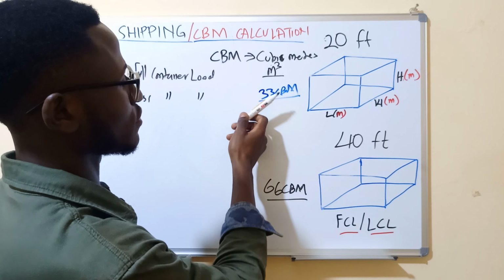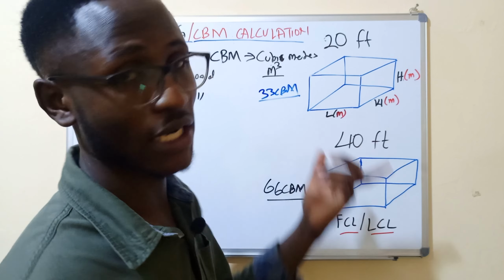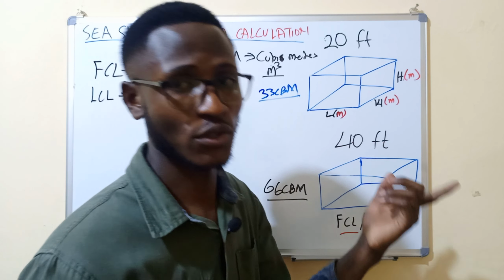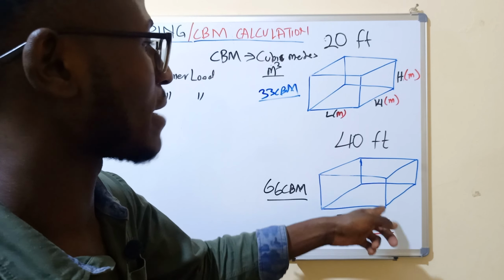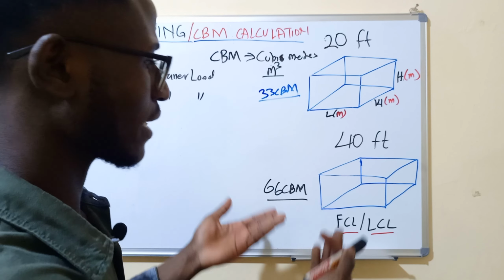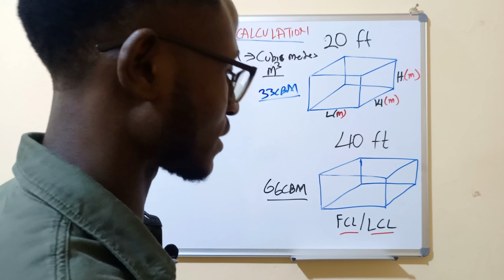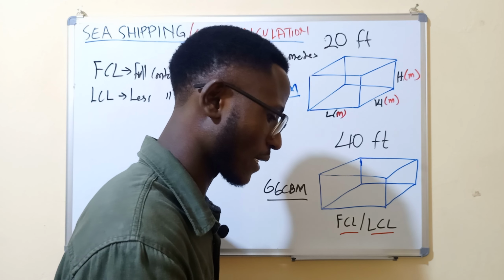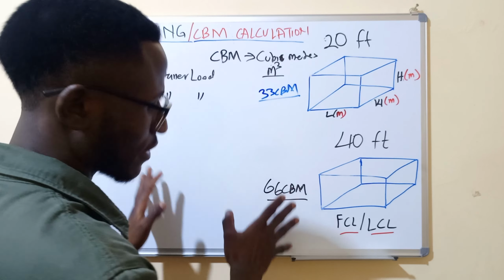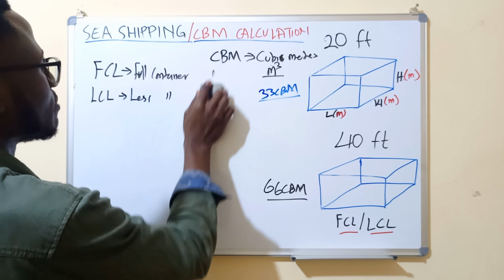It's very hard for you to go for 33 CBM when you're just beginning out. This is huge capital, huge stock. So as a beginner, you're going to end up buying a little space in the container using LCL. And that's what we call groupage shipping, where you're able to share the shipping costs. Now, after clearing those two, I want us to proceed to how we calculate the CBM itself.